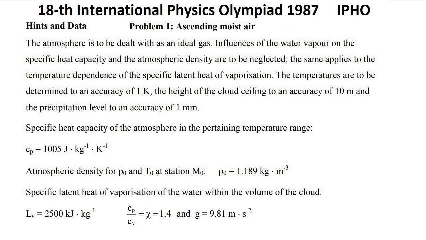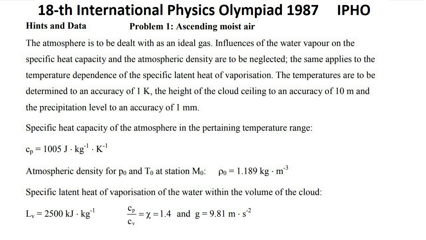Hints and data. The atmosphere is to be dealt with as an ideal gas. Influences of the water vapor on the specific heat capacity and the atmospheric density are to be neglected. The same applies to the temperature dependence of the specific latent heat of vaporization. The temperatures are to be determined to an accuracy of 1 Kelvin, the height of the cloud ceiling to an accuracy of 10 meters, and the precipitation level to an accuracy of 1 millimeter.